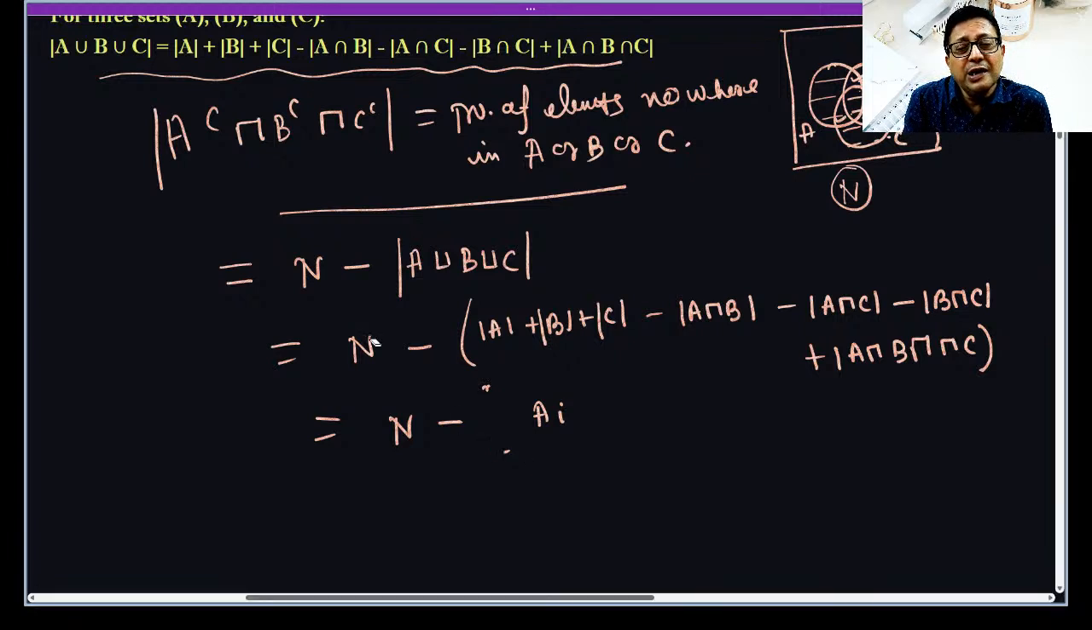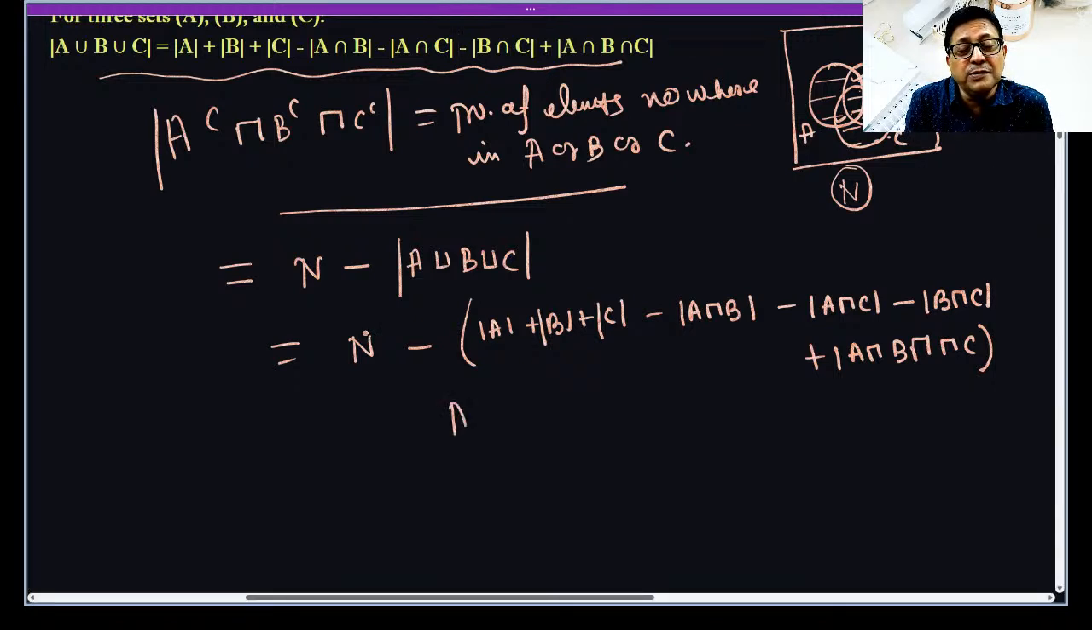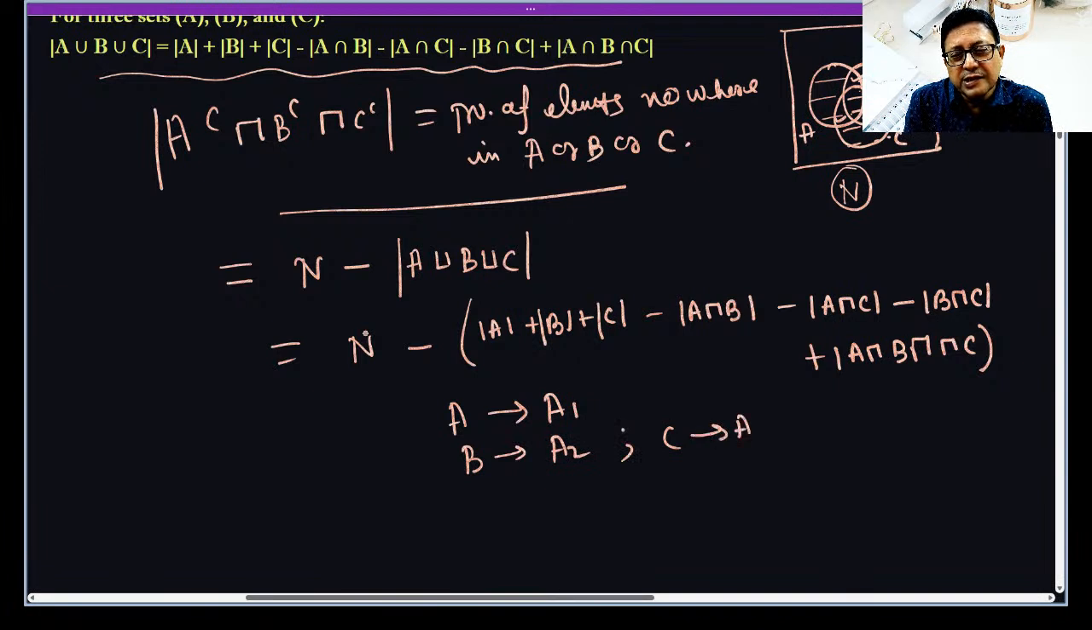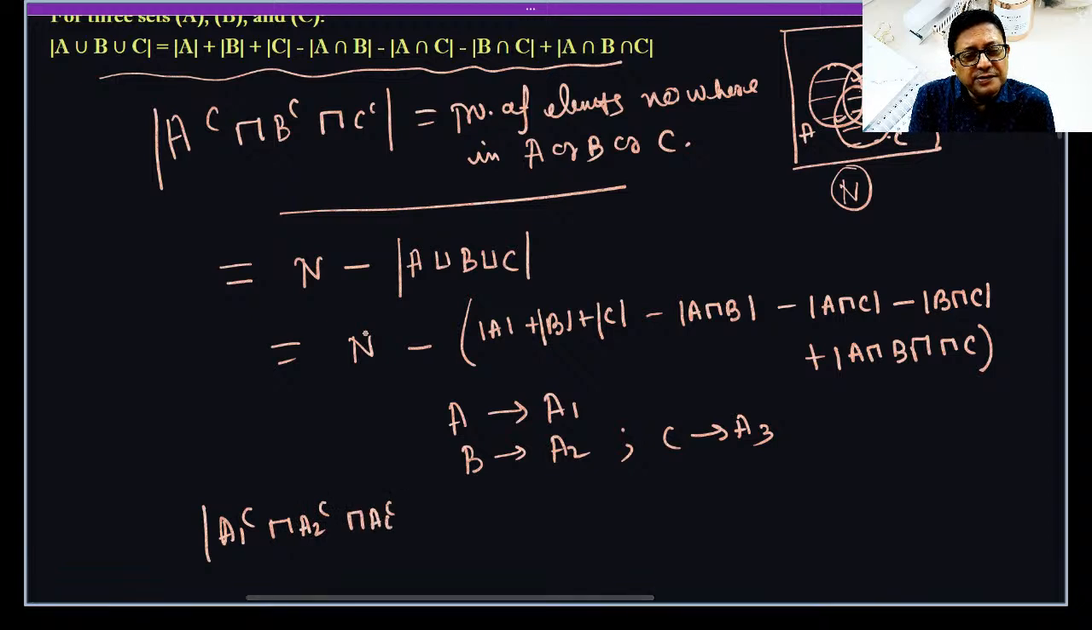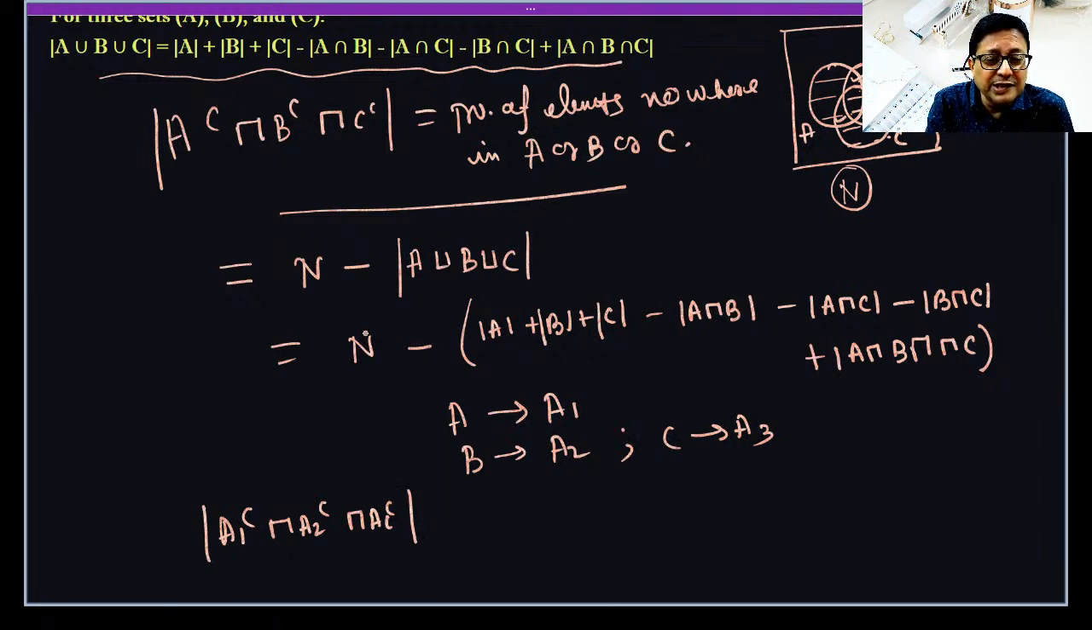Before we do that, let me replace the set A symbolically, so we can write it in a better form. A will be replaced by A1, and C by A3. Then A1, A2, A3. Number of elements nowhere in A1, A2 or A3.